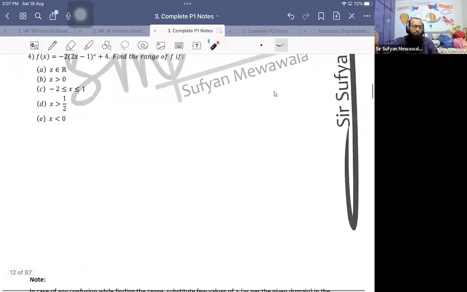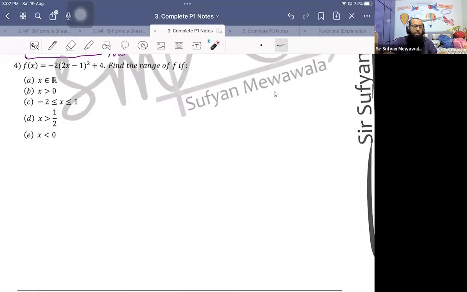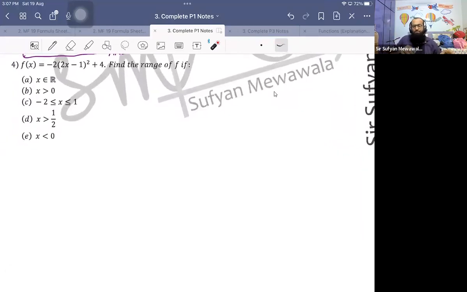Now comes example number 4, which you are going to solve first, and then I will discuss. Take 5 minutes, solve it, and share your answers of part A, part B, part C, part D, and part E. We have been given a function, and we have been given 5 parts to it. If the domain is x belongs to real number, what will be the range? If the domain is x greater than 0, what will be the range? If the domain is negative 2 till 1, what will be the range? Find the range of all 5 parts and share your answers with me.